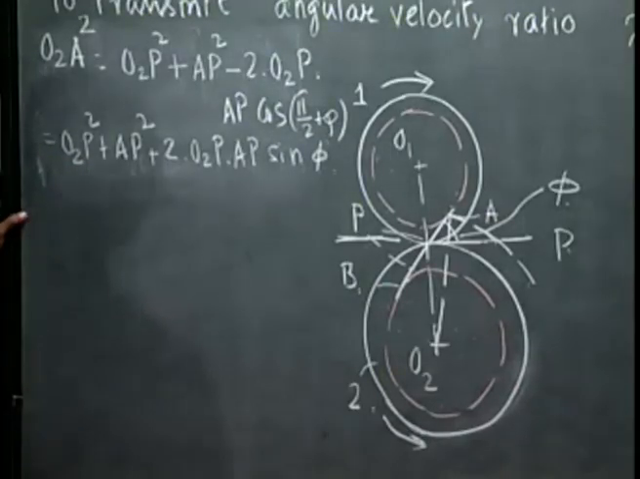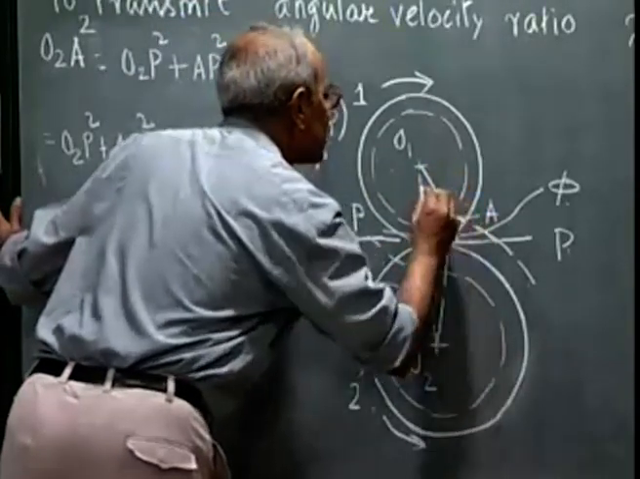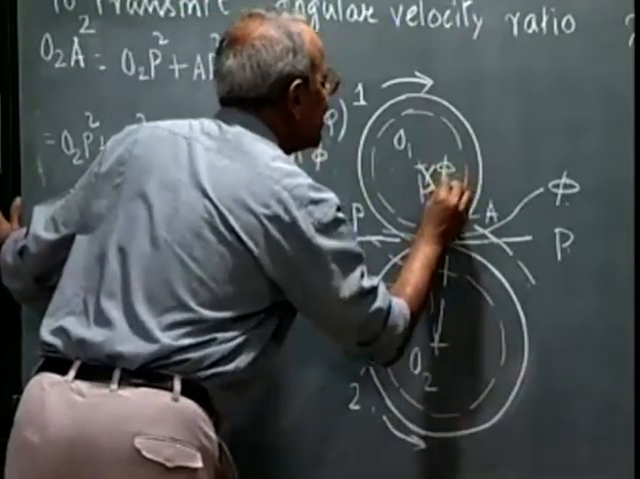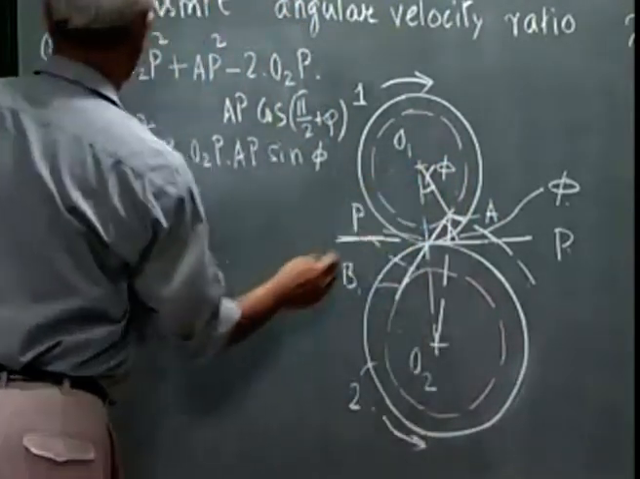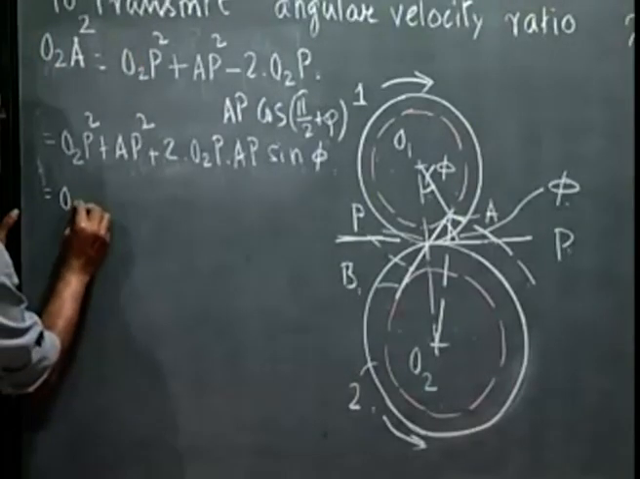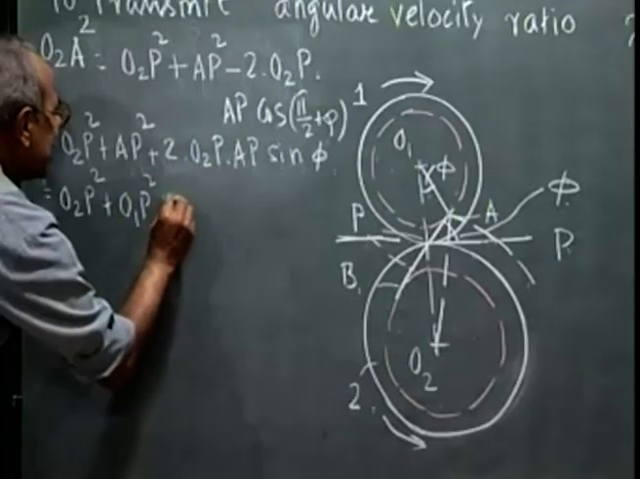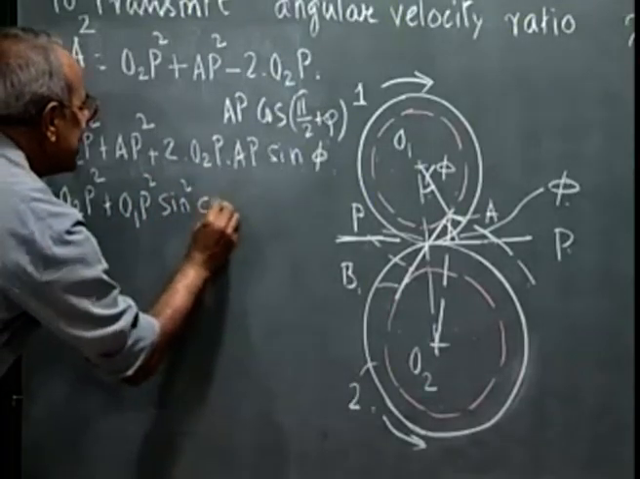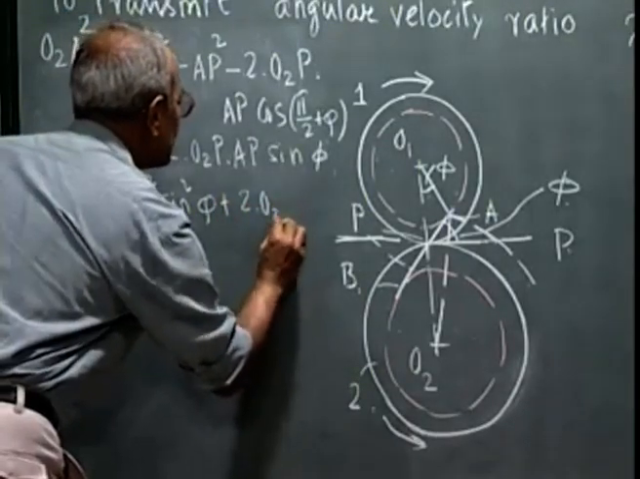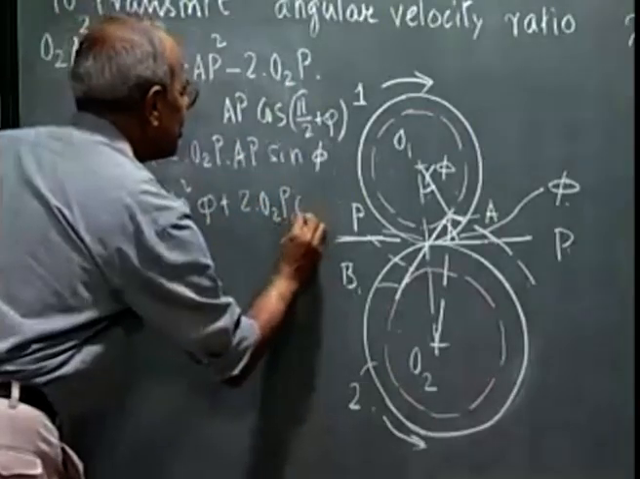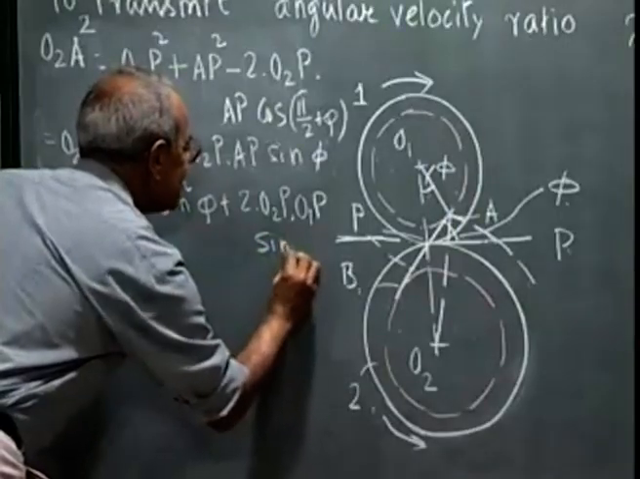And what is AP? This angle, if you remember, you have used it a number of times, this angle is also phi. So what is AP? That is O1P sin phi. So this I can write as O2P squared plus O1P squared sin squared phi plus twice O2P, and for AP I write O1P into sin phi and another sin phi, so I get sin squared phi.